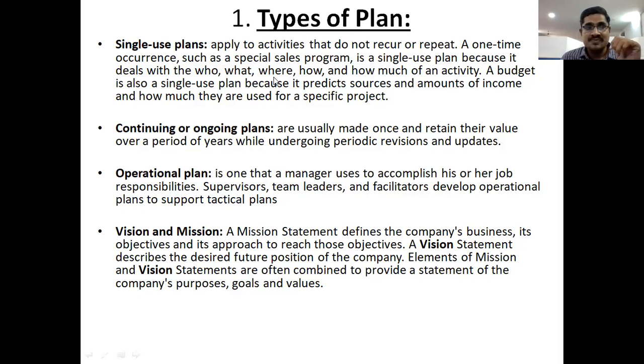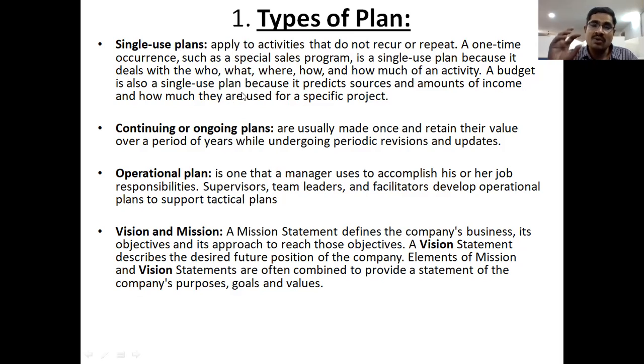It is not repetitive. After completion of BTech, you skip all these things, and then you join a particular job or maybe MTech, right? Single use plans. After completion of BTech, you won't join BTech again. And in our personal life, marriage is a single use plan. The construction of a building is also a single use plan, because we are all middle class people, right? Like that, single use plans.